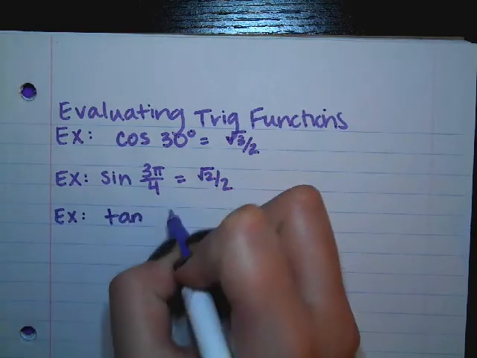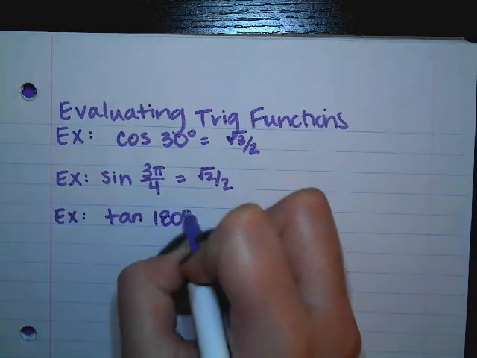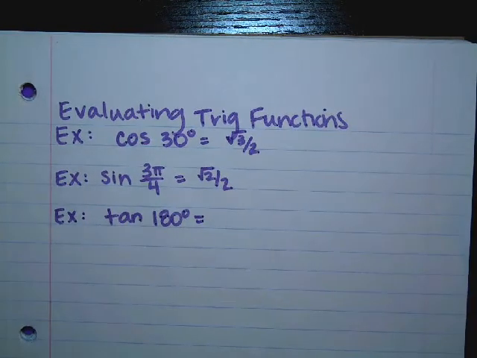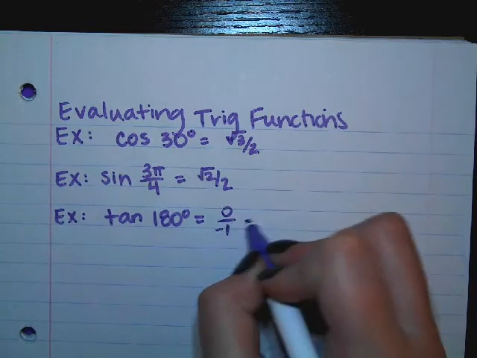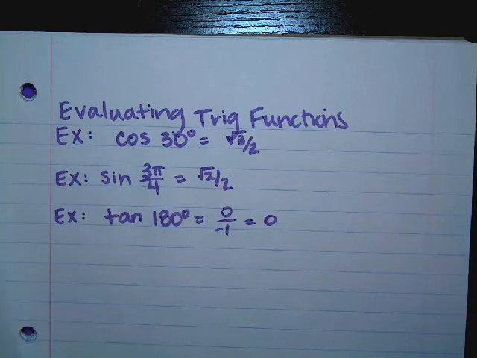Tan 180 degrees. So we have to find 180 degrees, and then we have to do y divided by x. Wait, y divided by x. 0 divided by negative 1, which is 0. Not negative 0, just 0.